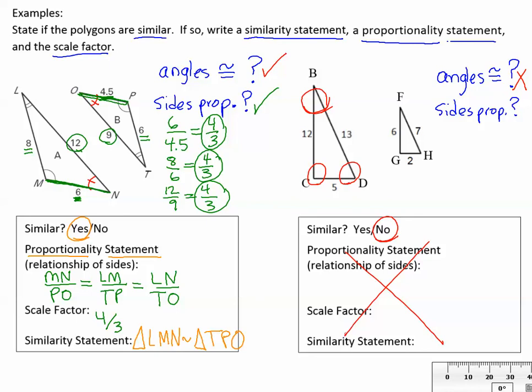Notice if we check if the sides are proportional, little side over little side is 5 over 2. That doesn't simplify. And medium side over medium side, 12 over 6, simplifies to 2 over 1. And these do not match each other, so no, the sides are not proportional either.